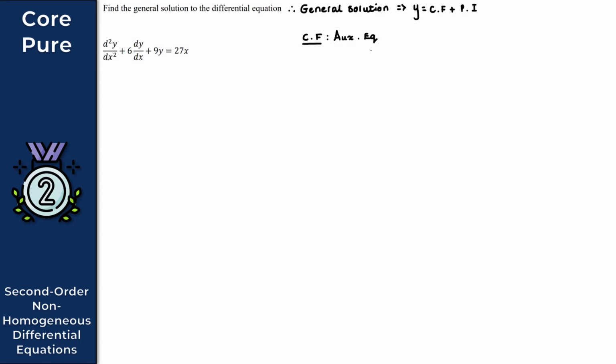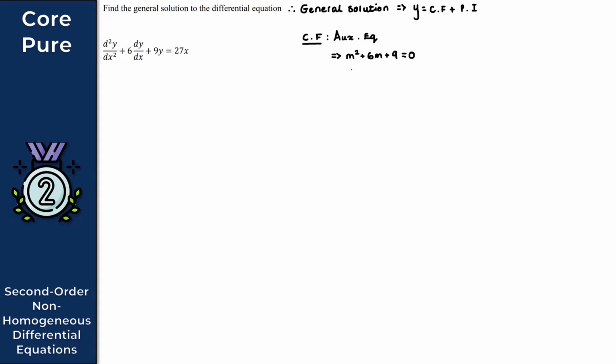So we require the auxiliary equation here. The auxiliary equation would be m squared plus 6m plus 9 is equal to 0. What we want to do here then is solve this quadratic equation for m.